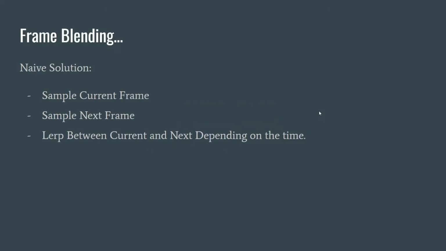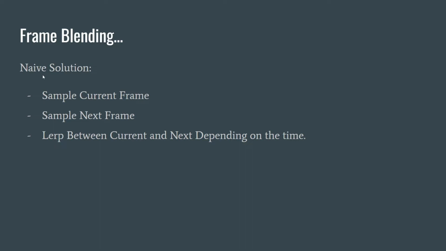So to make our animation a lot smoother, we need some kind of blending, as I said, from one frame to another. So you might think, okay, well, to solve this, let's just sample the current frame. Let's just sample the next frame. And let's just lerp between the two frames, right? Depending on the time. That's how most animation works. That's probably how skeletal animation works, right? But this is actually kind of a naive solution.